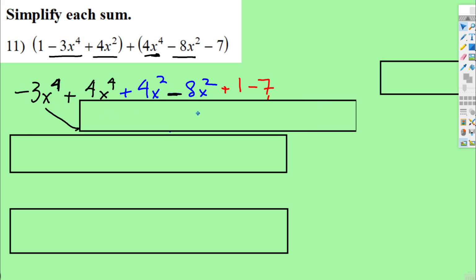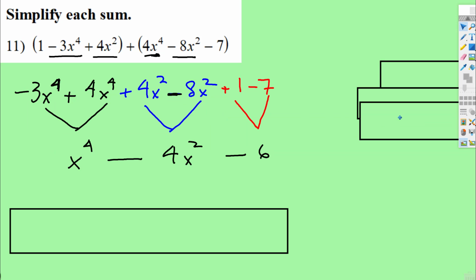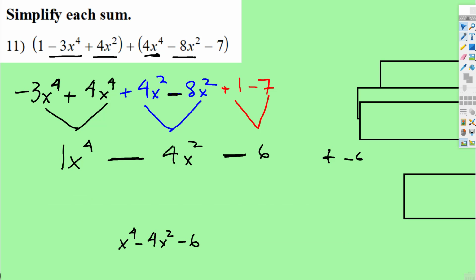And then you just combine the like terms. So negative 3x to the 4th plus 4x to the 4th is just positive 1x to the 4th. You could put a 1 there if you want. And then 4x squared subtract 8x squared, you would just write it as subtract 4x squared. And then 1 subtract 7, instead of writing add negative 6, the standard way would be to write it as subtract 6. So then, so that it doesn't look so spread out, x to the 4th minus 4x squared subtract 6.